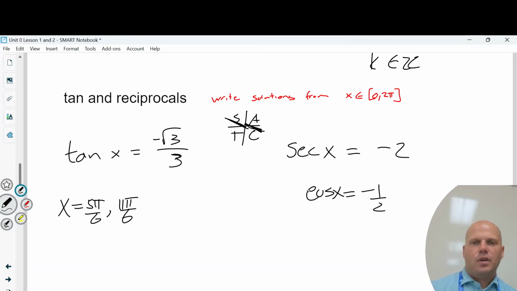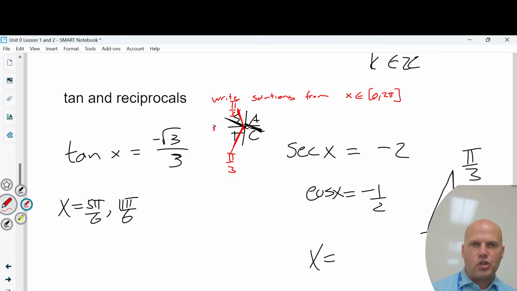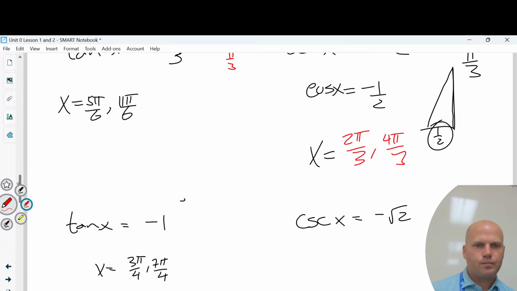Cosine negative 1/2 is what I would do here. If I have a reciprocal, if I ask you when is secant of x equal to negative 2, my question would be when is cosine equal to negative 1/2? And now I'm going to think about, okay, the pi over 3 triangle has the adjacent of 1/2. So I want the pi over 3's. Where's cosine negative? Cosine is negative here and here. So I want the pi over 3 here and the pi over 3 here. This is 3 pi over 3. Subtract, add. 2 pi over 3 and 4 pi over 3. Cool.